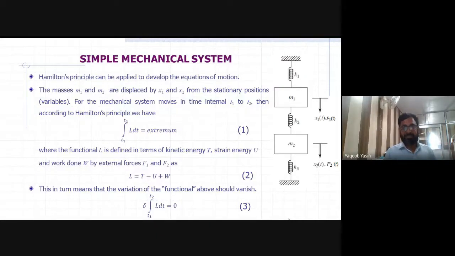Here the L functional is defined in terms of kinetic energy T, strain energy U, and work done W by this equation 2, T minus U plus W. In Hamilton's principle, when we perform variation of this functional, then the integration of equation 1 becomes 0. This is Hamilton's principle. So we will apply this concept in derivation of the simple equation.